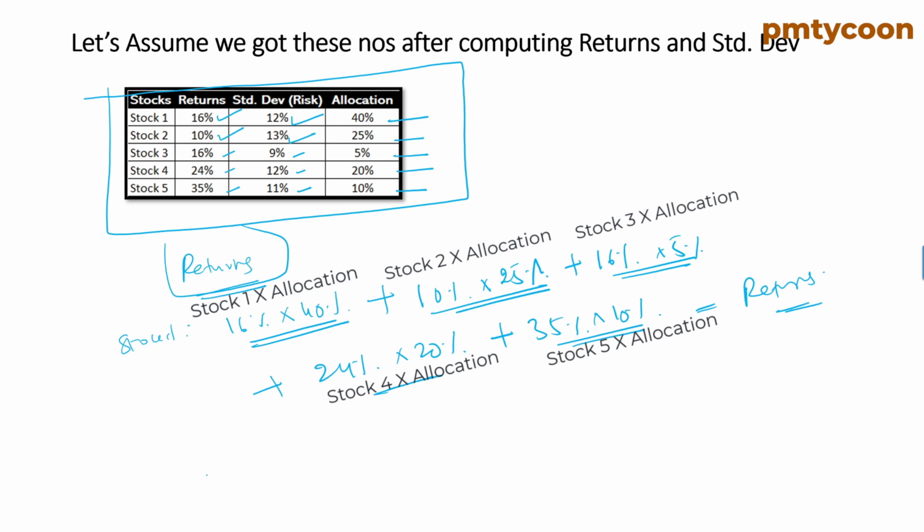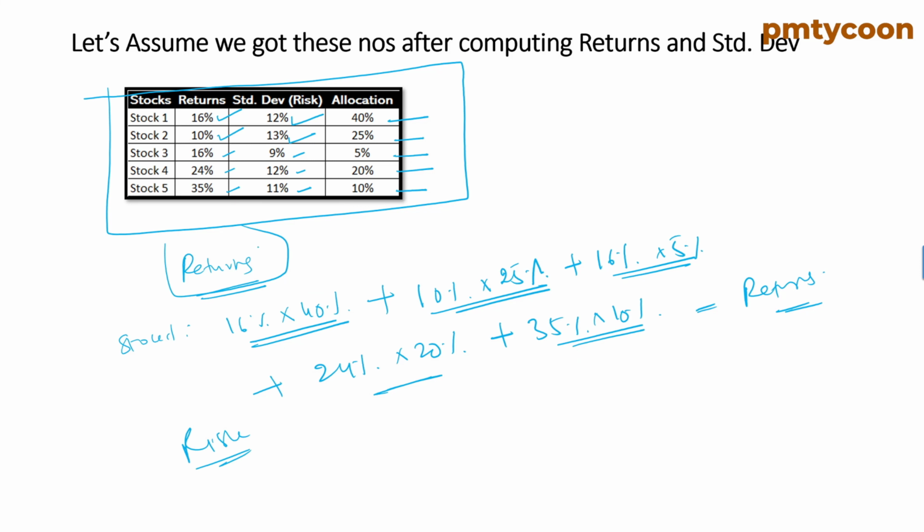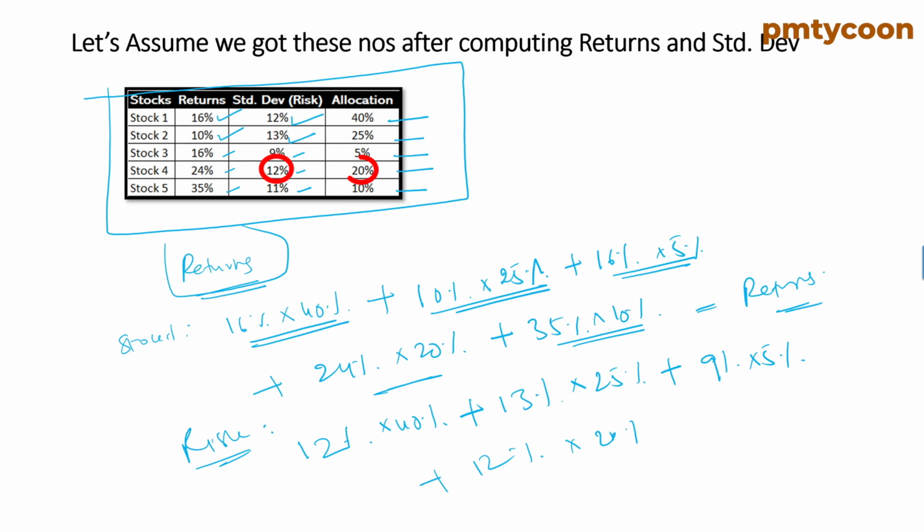Similarly, now let's take the risk. We need to do a weighted average risk here. We're going to take 12% for stock 1 into 40% allocation plus 13% for stock 2 into 25% allocation plus 9% into 5% plus 12% into 20% plus 11% into 10%. Now, if you do the math, you get a number. This number is going to be the risk percentage of the portfolio.